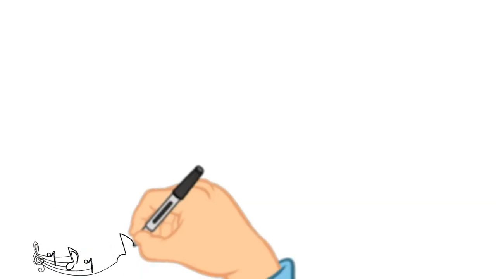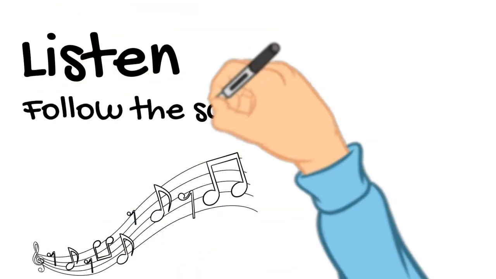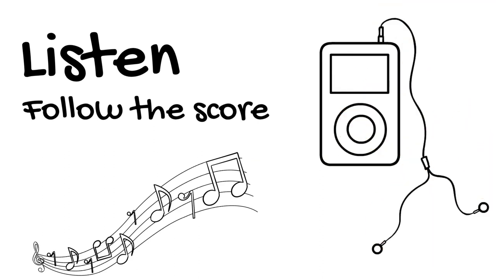Let's take a listen to an extract from a piece of music. The dynamics are marked on the piano reduction, and they'll be highlighted for you. Even if you can't follow the score completely, you should be able to match up the dynamic symbols with the sounds that you're hearing.